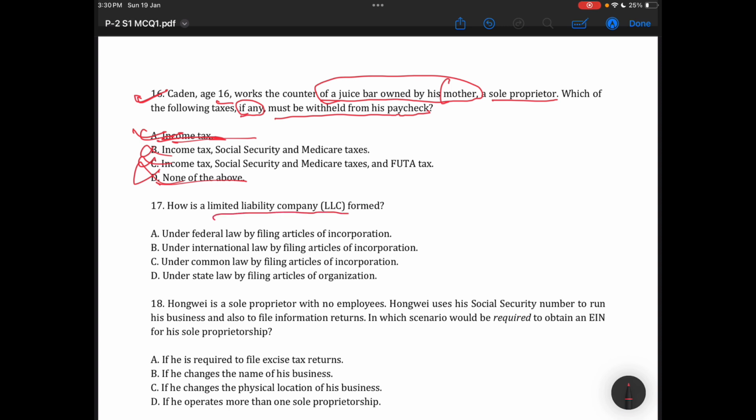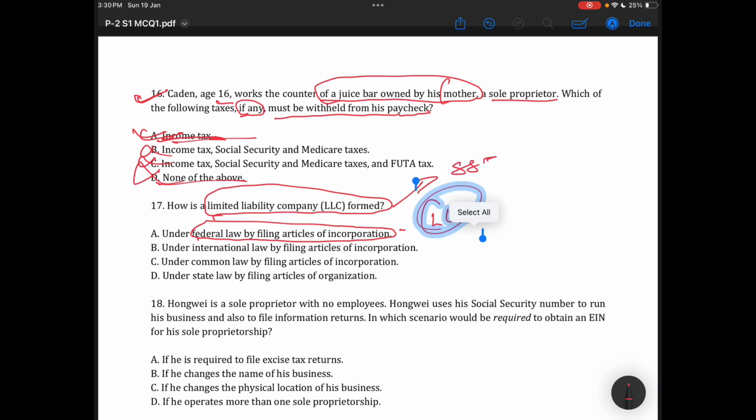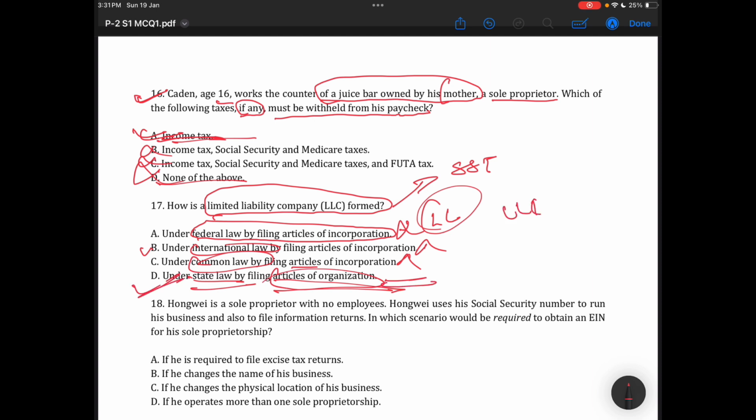How is an LLC formed? The first option is, under the federal law by filing articles of incorporation. No, when you go to the LLC topic, you will notice they are not talking about any federal law. Basically, the LLC is formed under the state. So just move to the next point. Under the international law, no, not international law, and not federal law. Under the common law, no, not common law. The next answer is state law, filing by articles of organization. Yeah, it's correct. Please make sure an LLC is formed under state law by filing articles of organization.